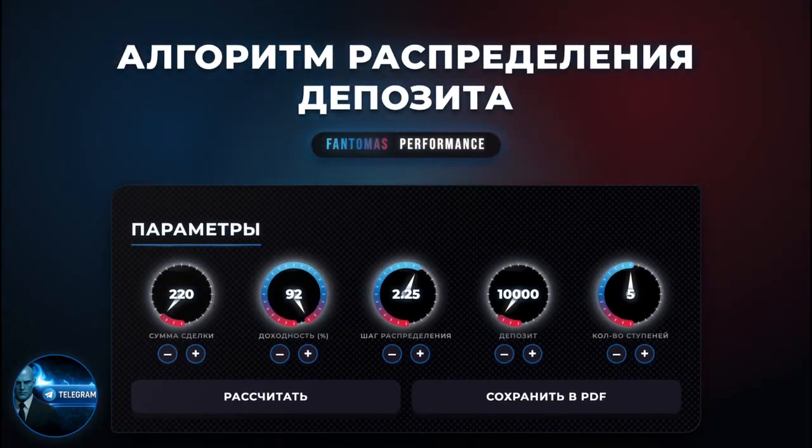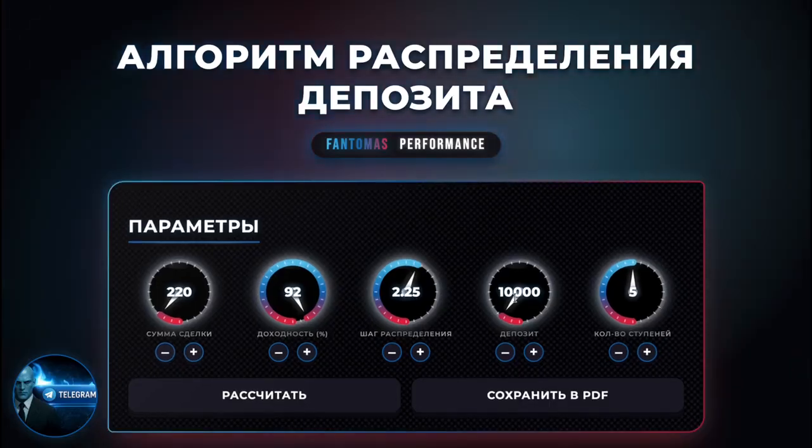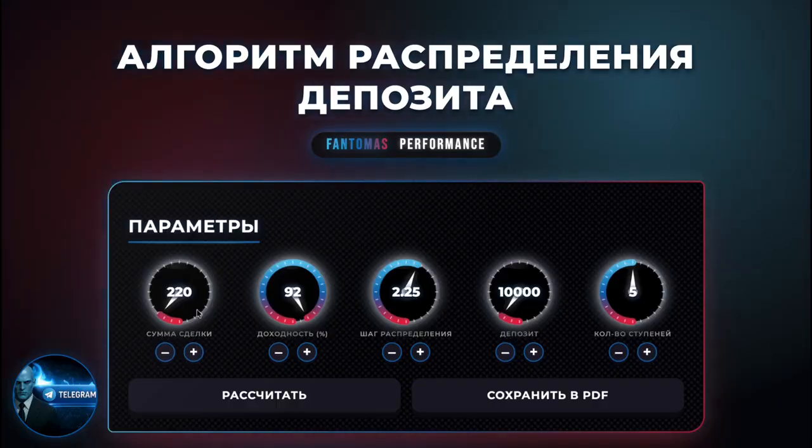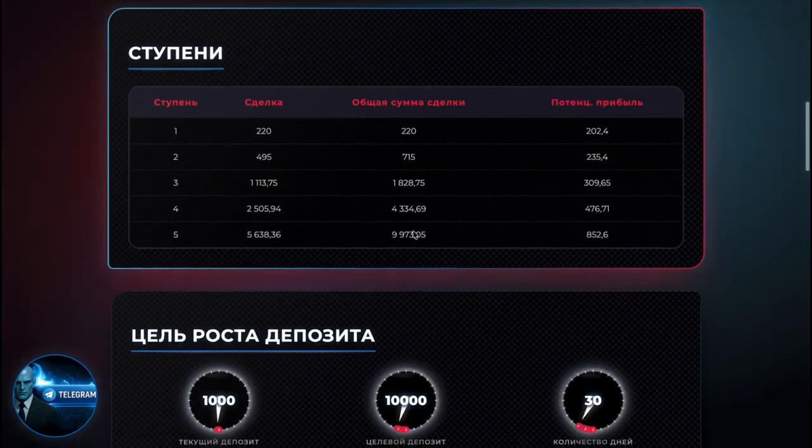So how does it work? Look, my balance is exactly $10,000. I take 5 steps. I take $10,000, I write my deposit and take $220. I press distribute, and look, it turned out to be 5 steps.